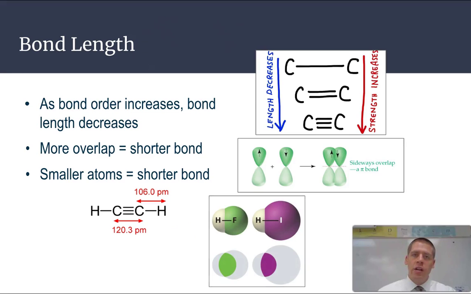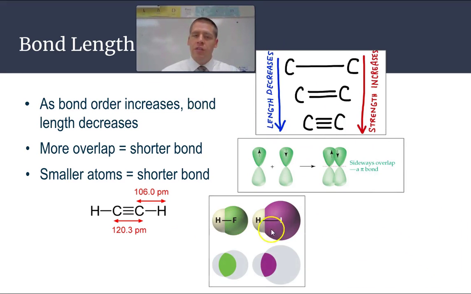Here's another good picture that shows that. HF compared to HI, I is a much larger atom, and so the bond length is going to be longer, even though it's still with hydrogen, right? And they're both single bonds, but because the iodine atom is so much larger, that's a longer bond. It's therefore a weaker bond.